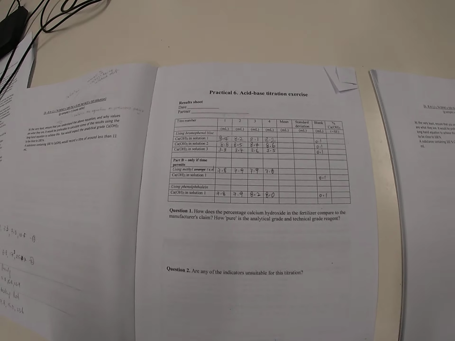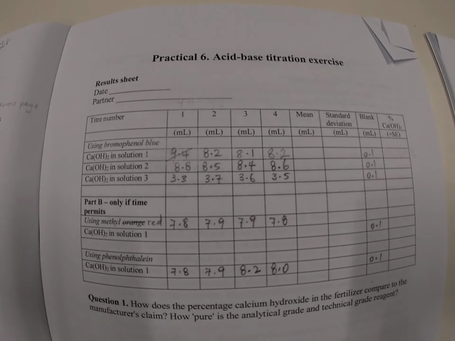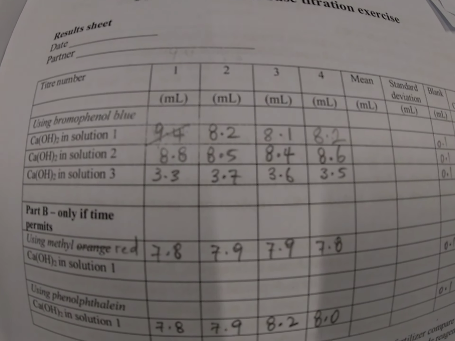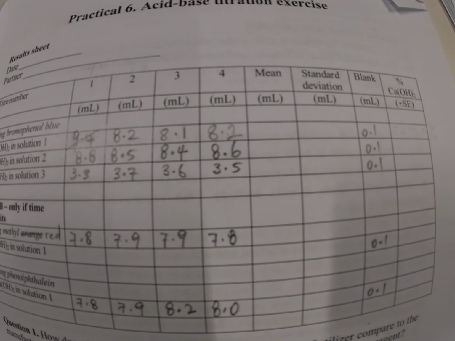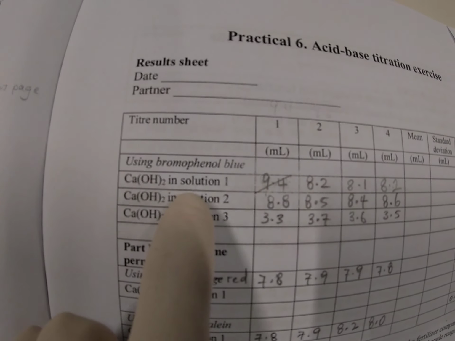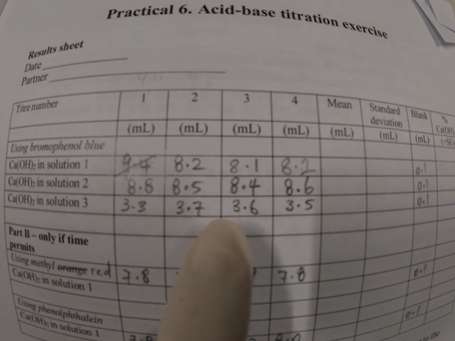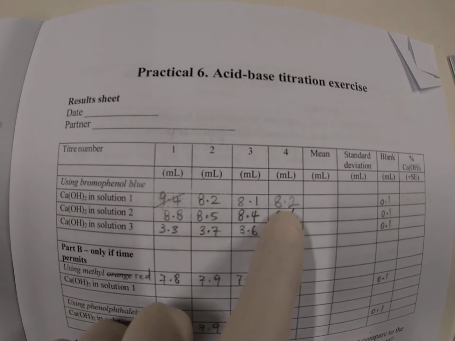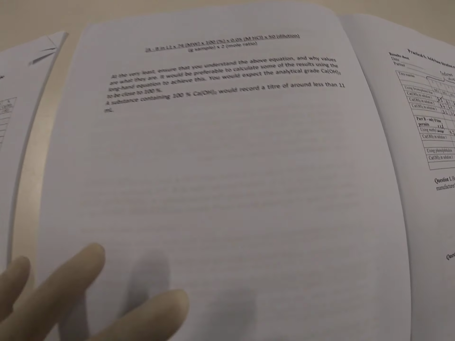This is the final video in this series for the acid-base titration prac. So here's our original values, and we're going to look at the calculations that Bob has done for you just for solution 1 using bromophenyl blue. So here are the original values, 8.2, 8.1, 8.2 with a blank of 0.1. So Bob, what have you done for us here?